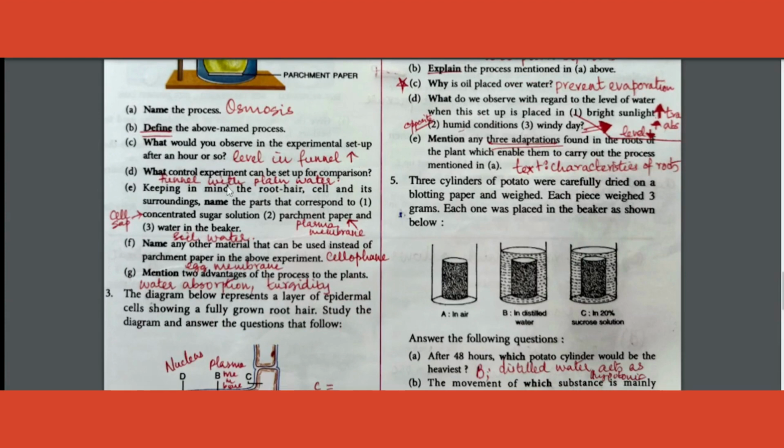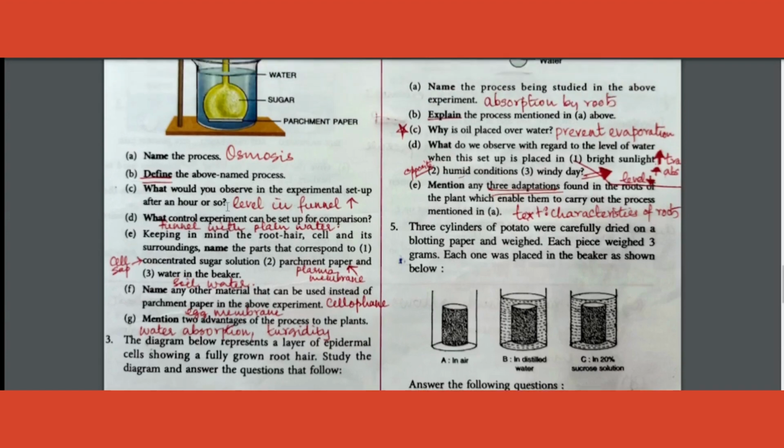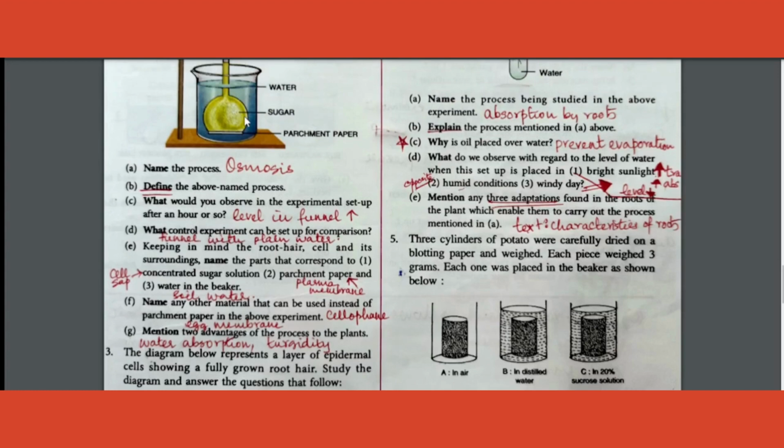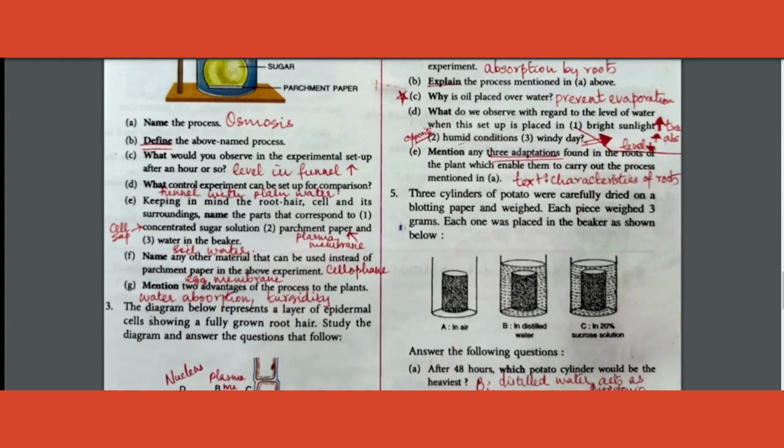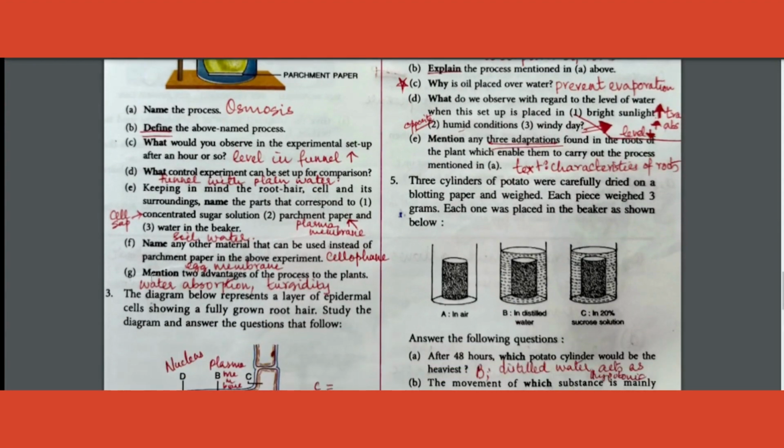Funnel with plain water is the control setup. This is important for you. What could be the control setup for this? It's a repeated question. So please write a funnel, the same setup in which the funnel is not filled by sugar water, instead filled by normal water or plain water, is the control setup. Please write that answer. Now all the answers I have again marked here.